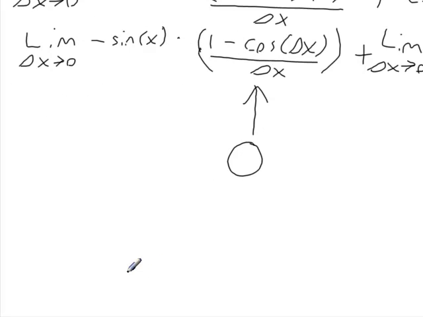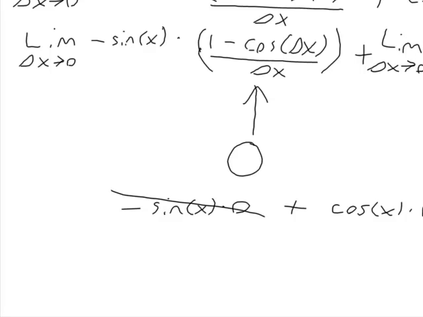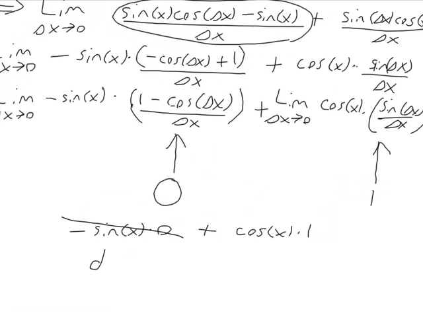So we can then simplify this to the negative sine of x times 0 plus the cosine of x times 1. Well, anything multiplied by 0 is simply 0, so that goes away, and we get our final answer, that the derivative with respect to x of the sine of x, which was where we began this problem, is equal to the cosine of x.